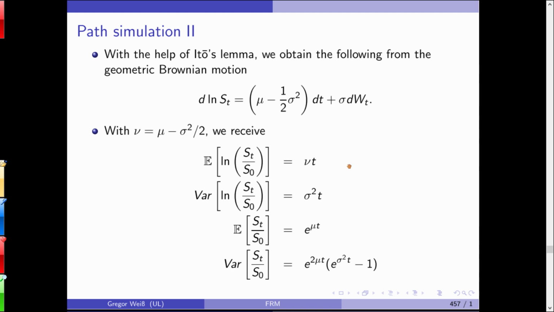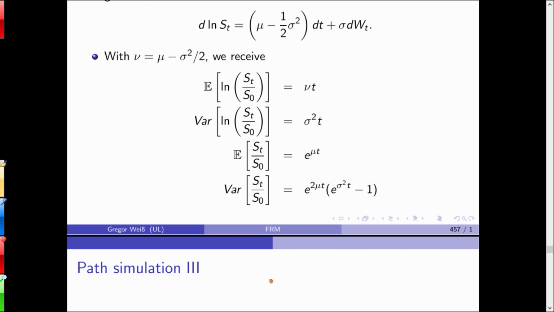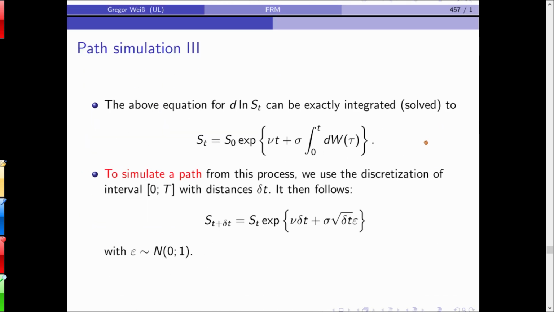And I've told you this last week, it's not really important how you discretize this. What is important is what we get in the end. It can be shown that you can simulate from a geometric Brownian motion, and you can exactly integrate it by this formula. S_t is equal to the starting point, S0, times the exponential function with this term here in brackets. So to simulate, you only need to simulate from a standard normal distribution. This is epsilon here.